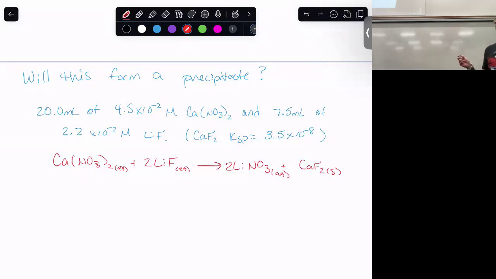Right, so what this breaks down into is those net ionic equations that you talked about probably at the end of last semester. If we were to break this up into all of your ions, we would see that the lithium and the nitrates don't matter to us. And what we would be left with is calcium 2 plus and 2 fluoride ions forming calcium fluoride.